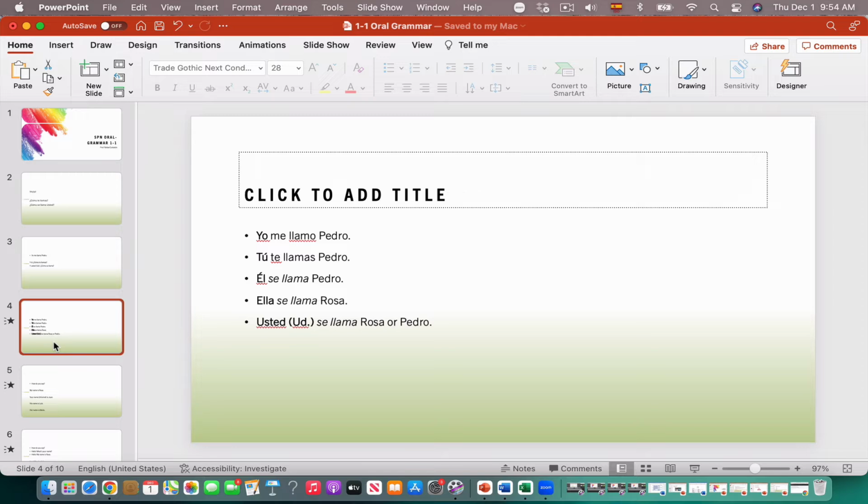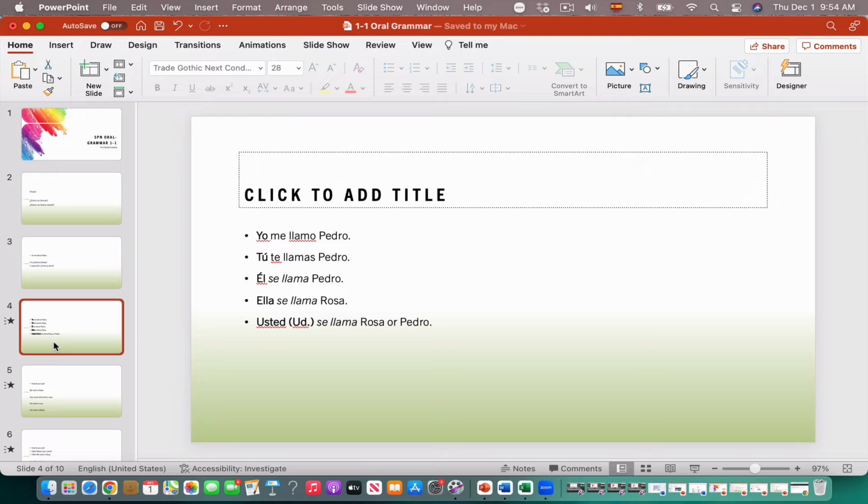Now, if you want to say his name, in this case, it's going to be él se llama Pedro. Él se llama Pedro means his name is Pedro. Él means he. Okay? Ella is she. Ella se llama Rosa. You see that él and ella, they have the same form, se llama, right? Él se llama Pedro. Ella se llama Rosa. Her name is Rosa.